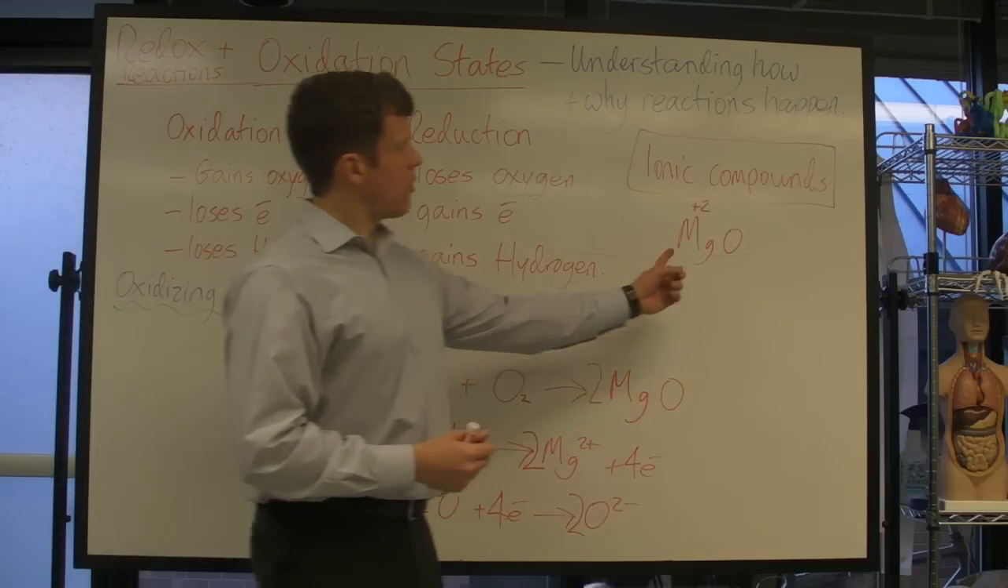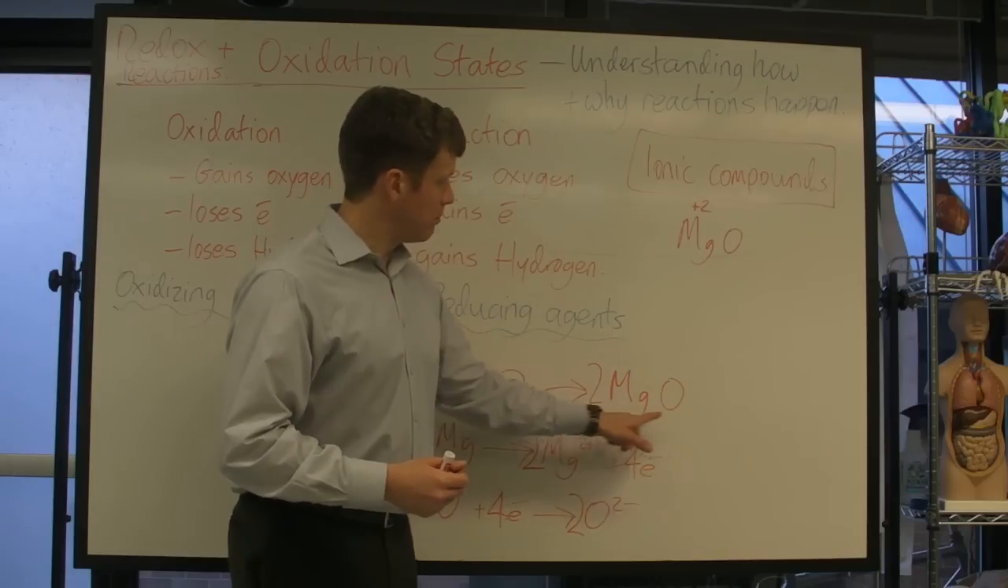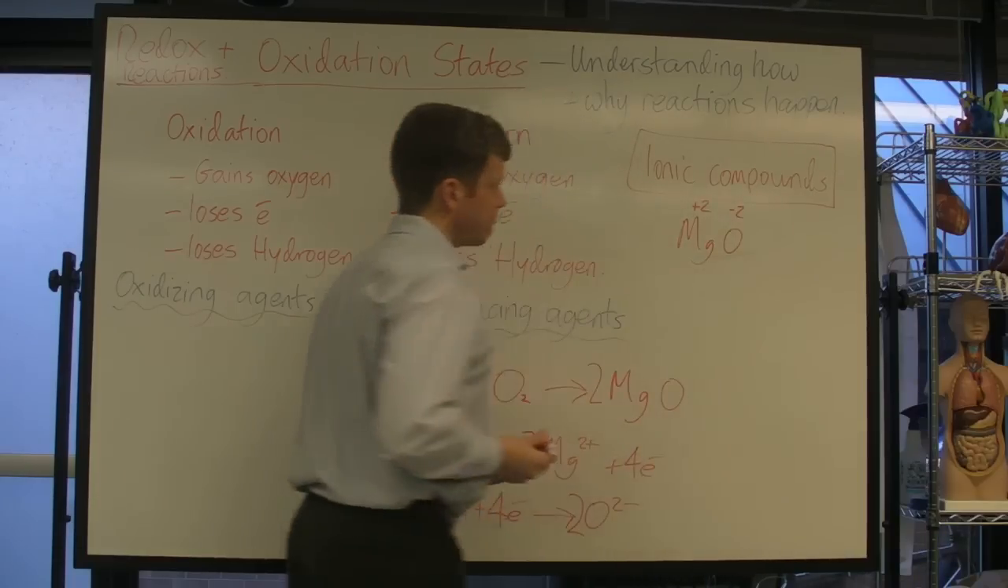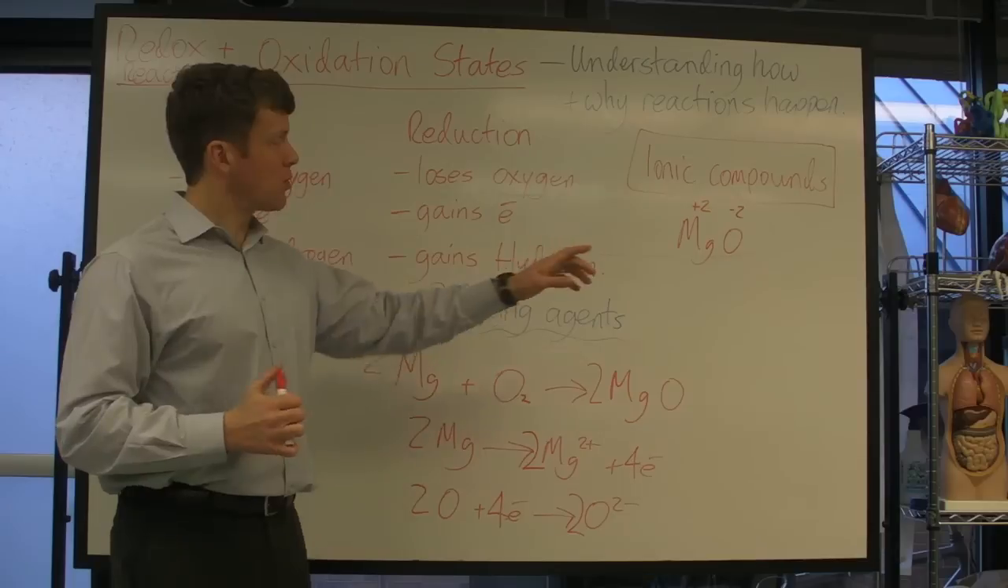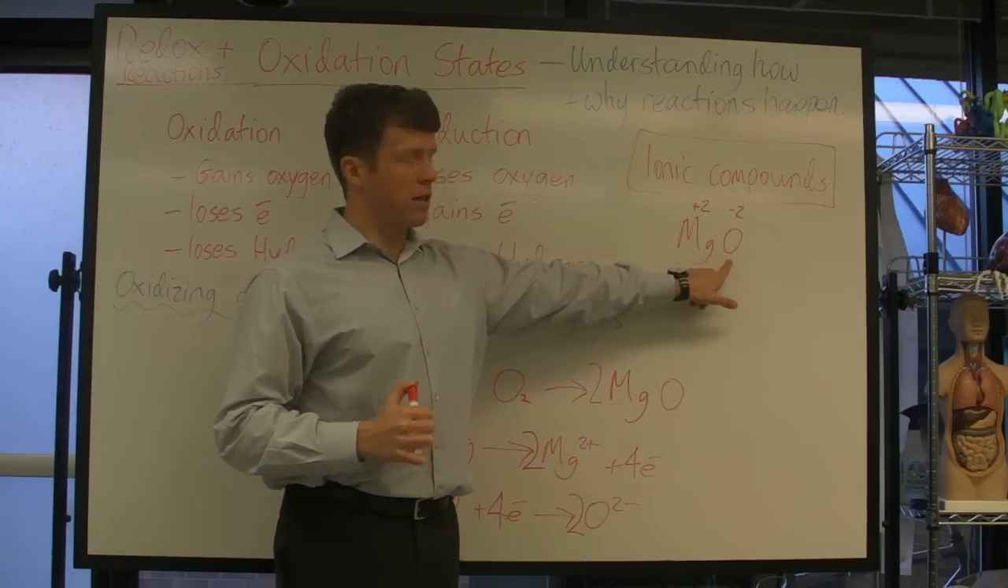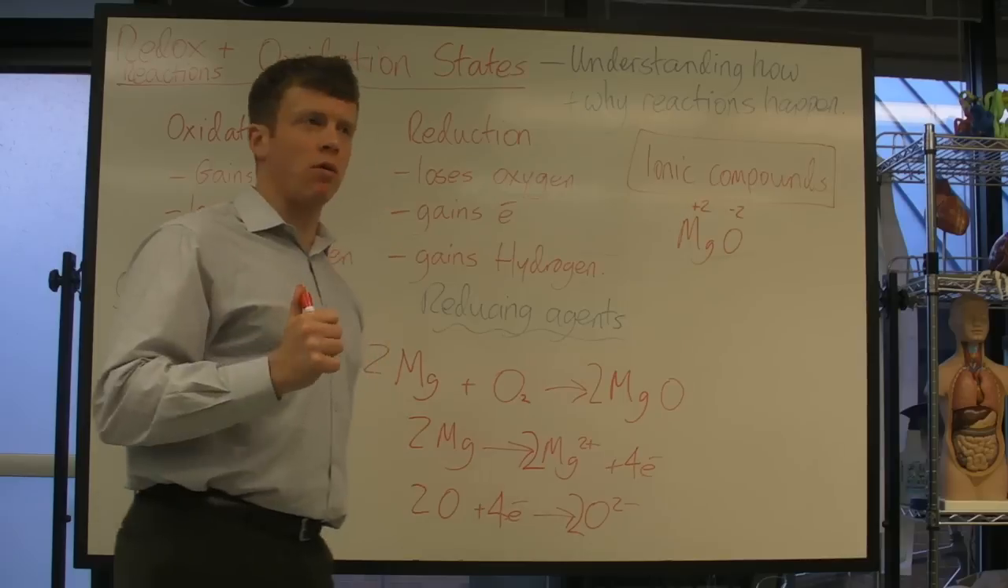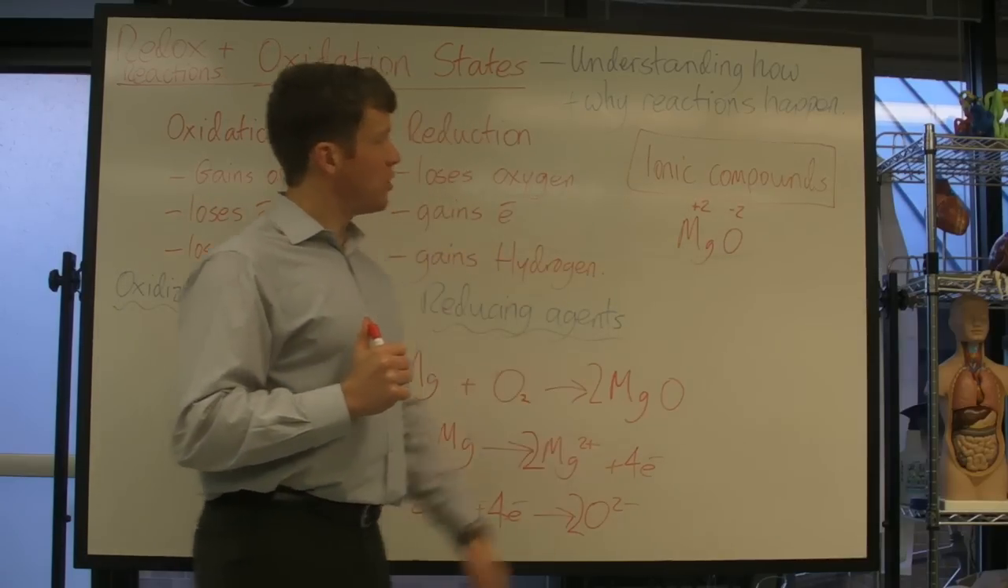And so if this is the correct formula, and it is because these two balance out, oxygen has to be minus 2. In most cases, oxygen has an oxidation state of minus 2. Sometimes it can be minus 1, but if it's bonded to a metal, it's usually minus 2.